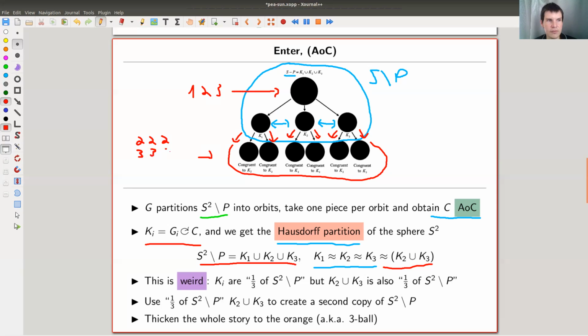So the only thing you need to do now is you need to say, okay, we also know that K1 was the same as K2. So you can change one of them to 1. You also know that K3 is the same as 1. So you can change one of them to 1. And you get another 1, 2, 3, 1, 2, 3, and another 1, 2, 3 copy. So you just have obtained 2 copies of the same thing, right? So we are there, right? We have decomposed S2 without P into 2 copies, which are completely equal.